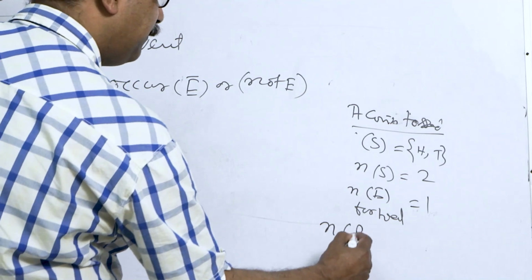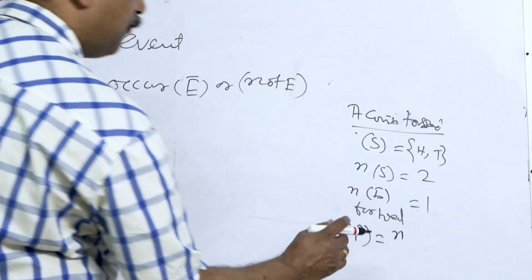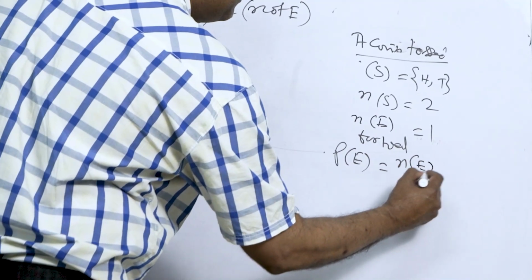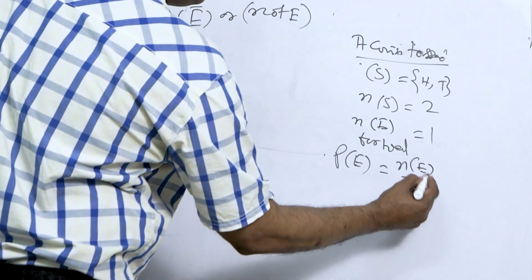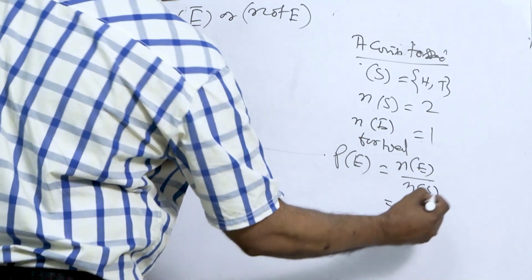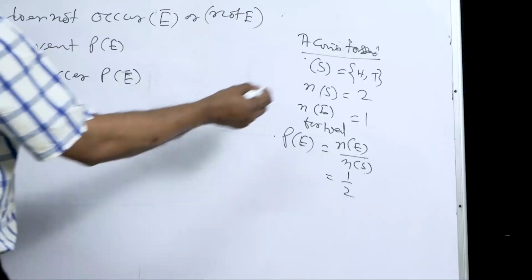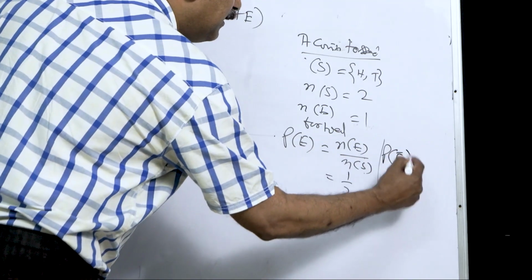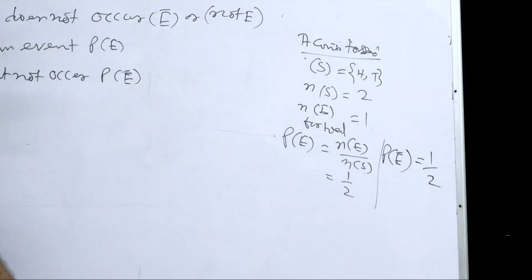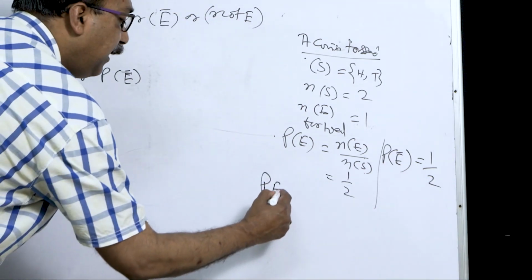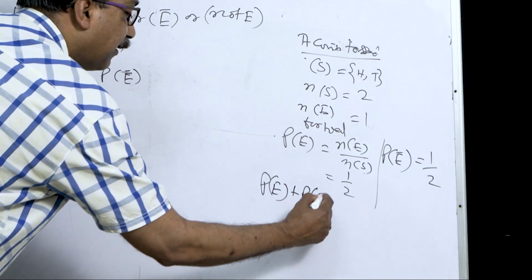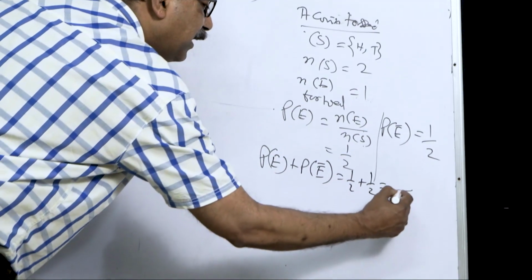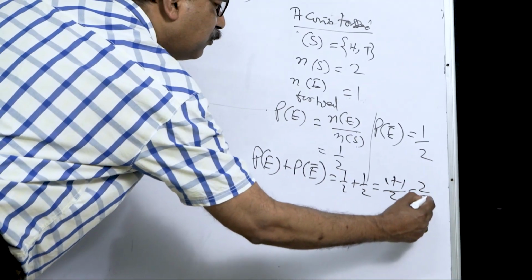So what is the probability? Probability of an event equals N of E by N of S, favorable outcomes by possible outcomes, that's 1 by 2. And one case is not possible, so P of not E is also 1 by 2. Then if I add them, P of E plus P of E bar, 1 by 2 plus 1 by 2, take LCM 2, 1 plus 1, it will be 2 by 2, which means 1.